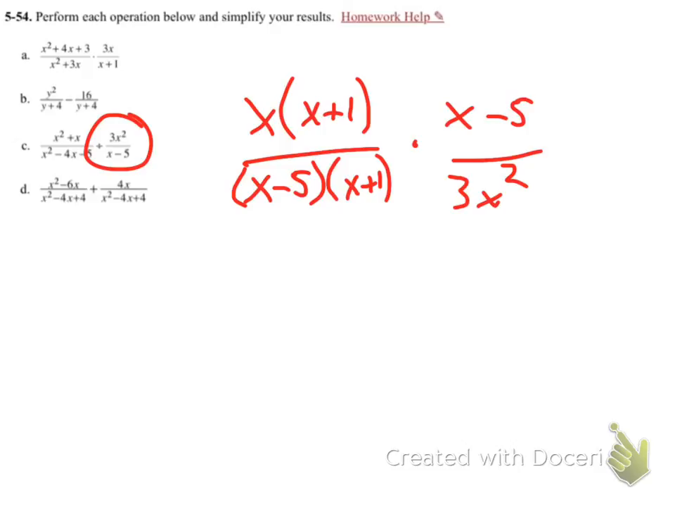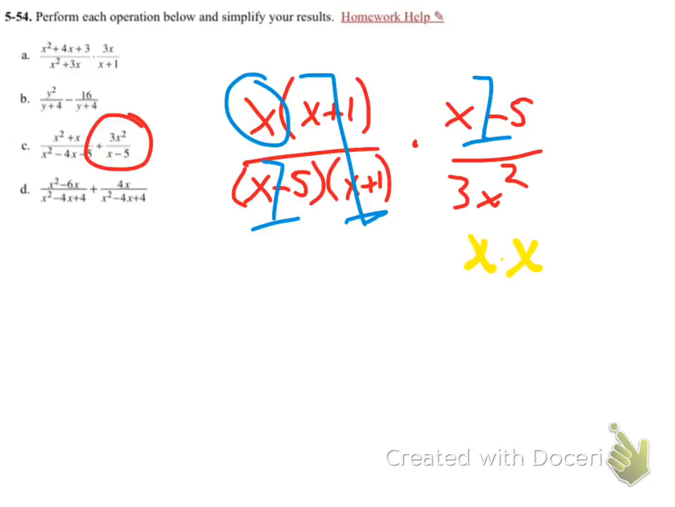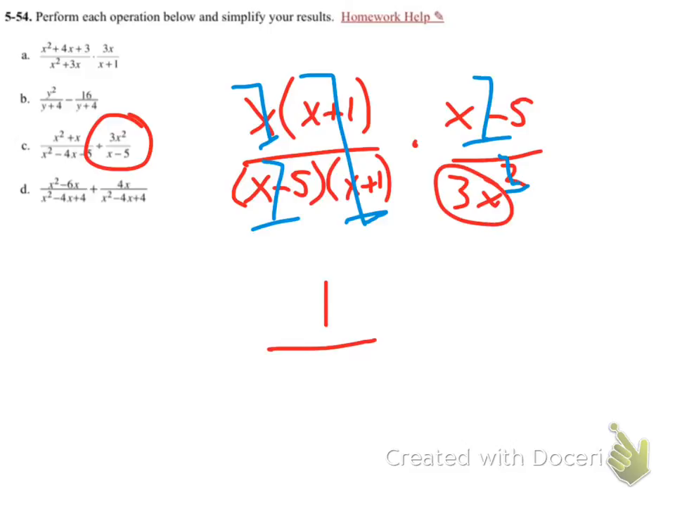Now I can make my giant ones. x plus 1 over x plus 1. x minus 5 over x minus 5. And right here, x squared is the same thing as x times x. So that x will reduce down with one of these, making a giant 1 there. So I make a 1 with one of these, so that exponent actually becomes a 1 now. So now all I have left in the numerator is 1, and the denominator is just 3x. Everything else reduced.